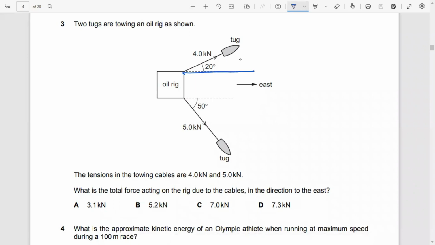आप एक component निकालेंगे ये वाला, ये हो जाएगा 4 cosine of 20, और आप एक component निकालेंगे ये which is 5 cosine of 50, और इन दोनों को add कर दें.